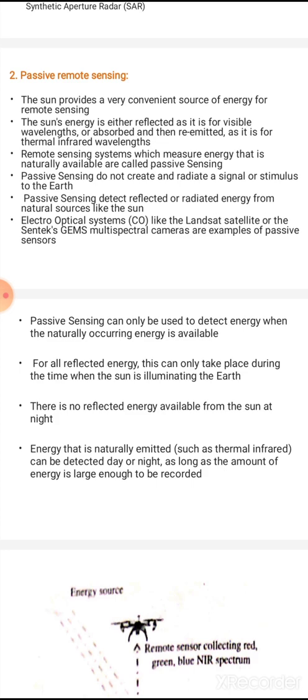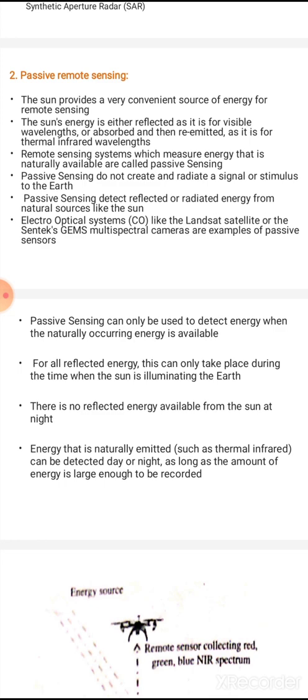Okay, passive sensing does not create and radiate a signal or stimulus to the earth. Passive sensing detects reflected or radiated energy from natural sources like the sun. Electro-optical systems like the Landsat satellite or the Sentinel multispectral cameras are examples of passive sensors. Passive sensing can only be used to detect energy when the naturally occurring energy is available.